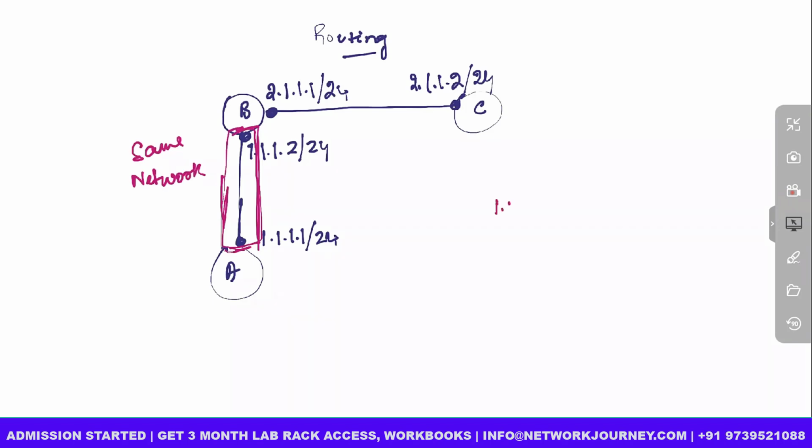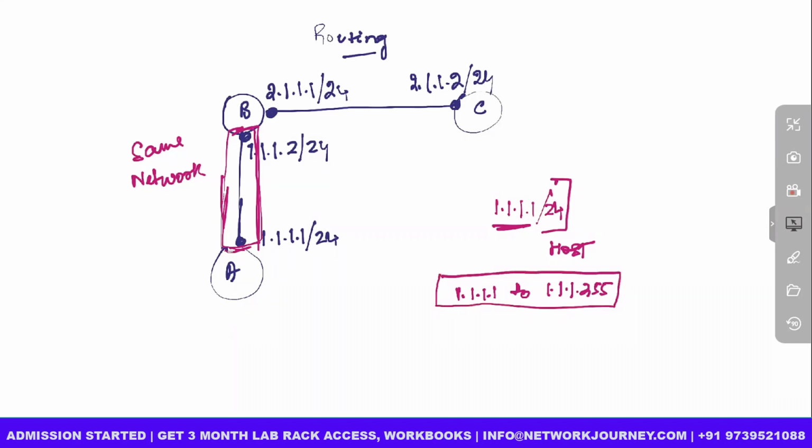So when I say 1.1.1.1/24, that is nothing but the number of hosts that is possible. So the range of this is 1.1.1.0 till 1.1.1.255. This is the range. When you have /24, this is the range. So you are using dot one over here and using dot two over there. So let me write it this way: 1.1.1.0 to 1.1.1.255.